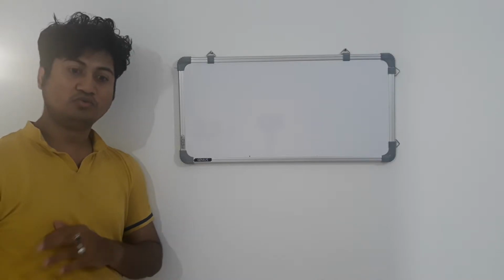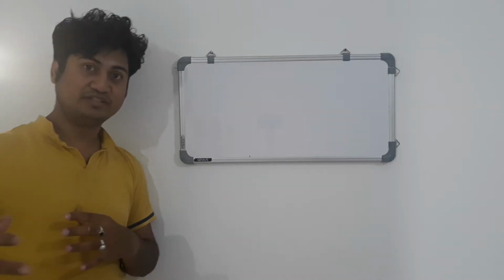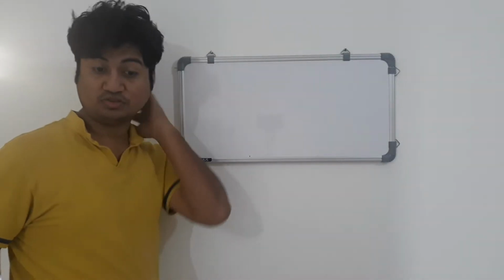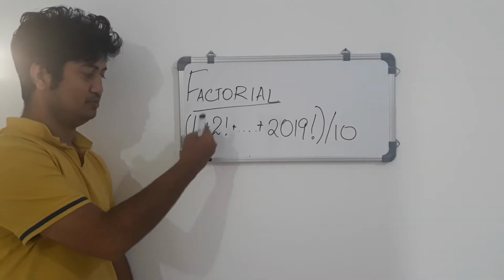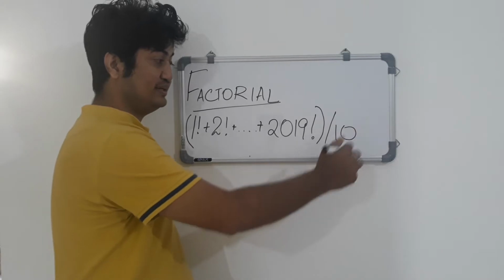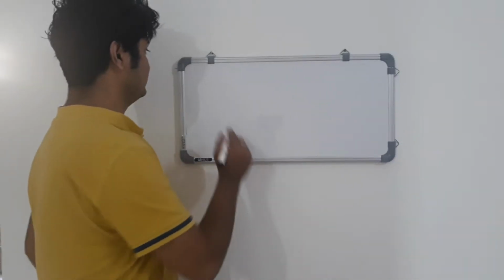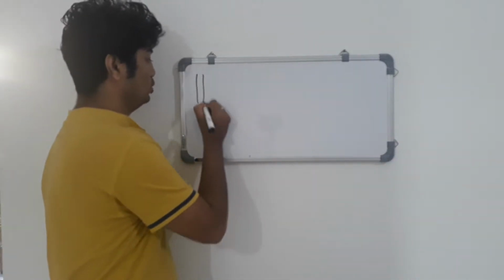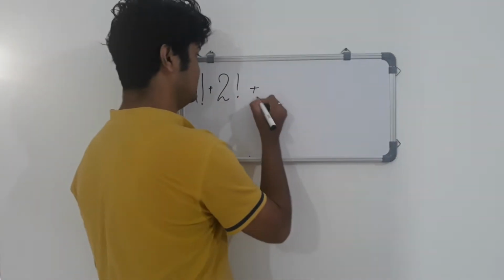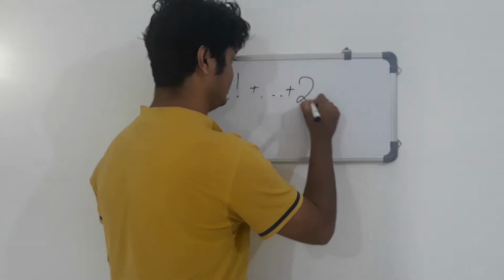So now we move on to the concept of remainder theorem in factorials. I'll give you one question and we'll try to solve it using remainder theorem. 1 factorial plus 2 factorial, like this added up to 2019 factorial, whole divided by 10.